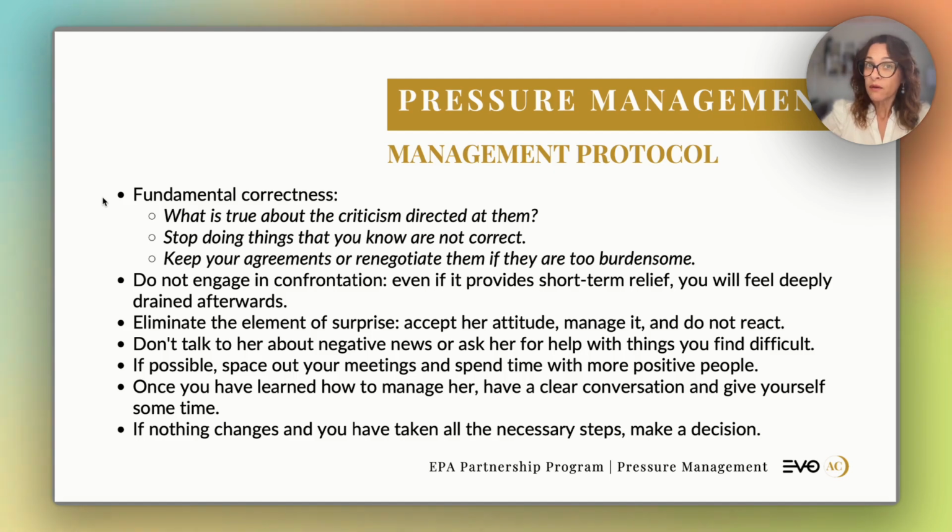Okay? This is the fourth point of the protocol: we do not talk to our negative person about negative news or ask them for help with things that we find difficult. No, we go and vent our problems or ask for help to our motivating, positive, action-oriented, solution-oriented peers. If we don't have them, we must find them. If our client doesn't have them, we must help them find them.